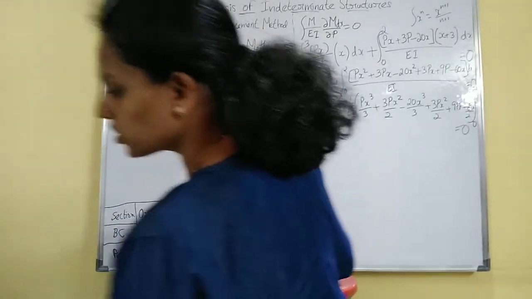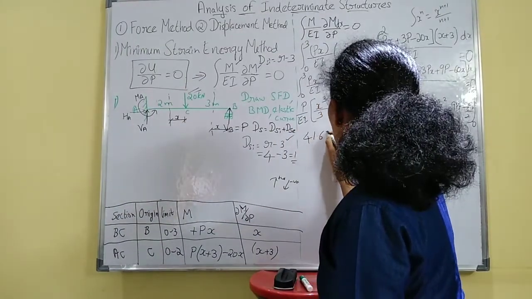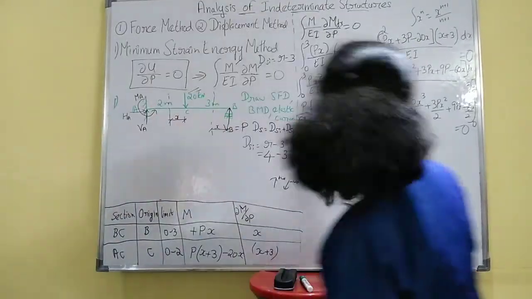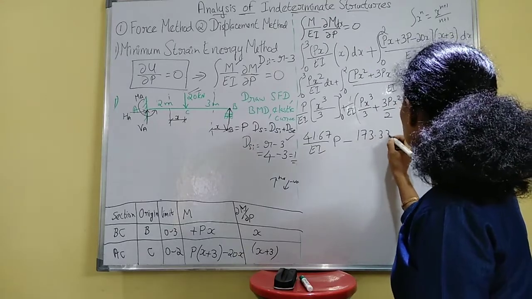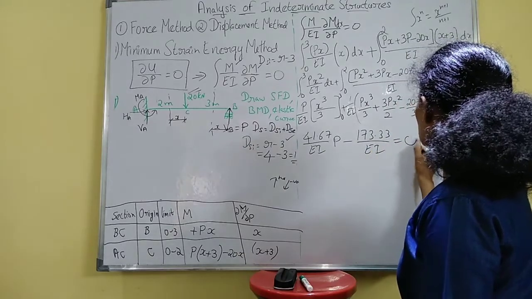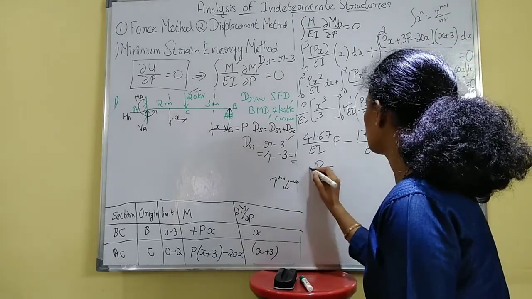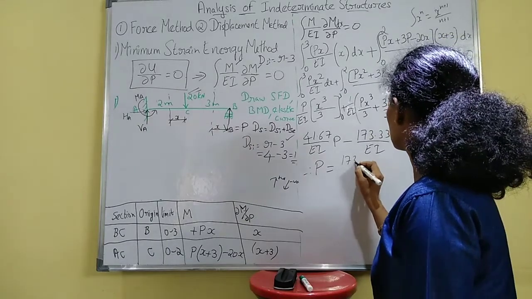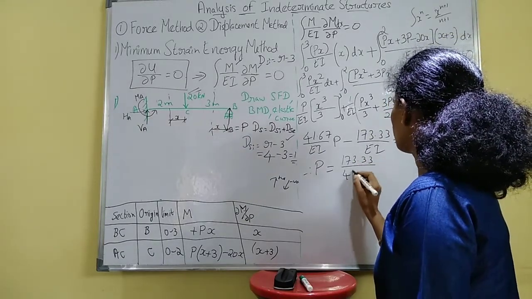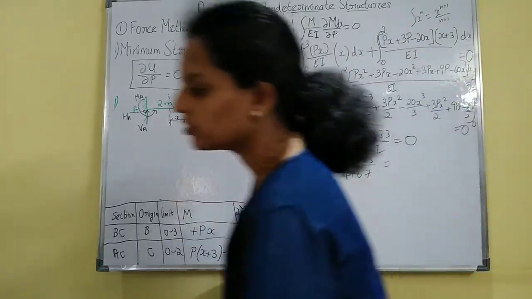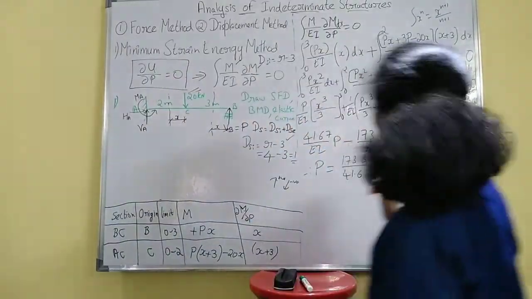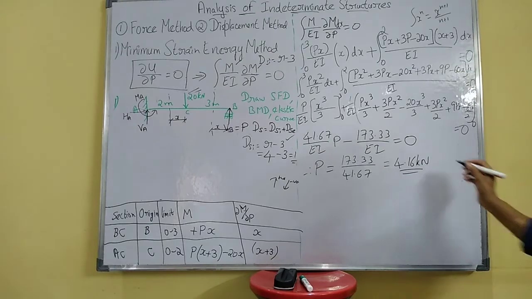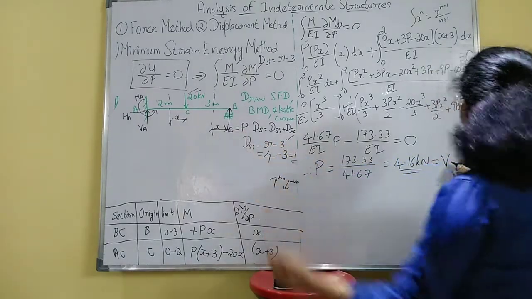Now after simplification you will have 41.67 by EI into P minus 173.33, this is after simplification, equal to 0. Now find out what is the value of P. P is nothing but 173.33 divided by 41.67. You will have P as 4.16 kilonewton. This is nothing but, here P is nothing but the reaction at B.